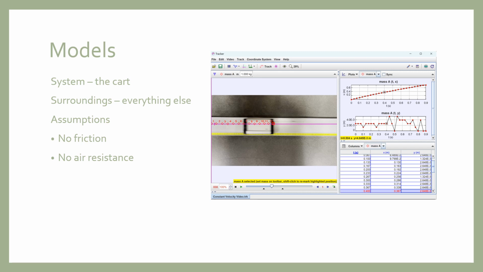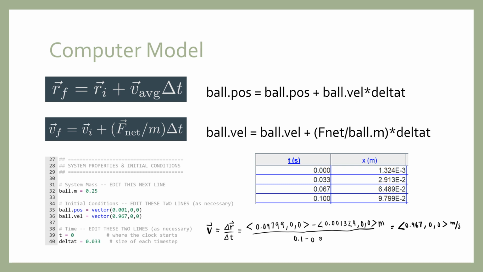I then uploaded the video to Tracker to produce position versus time experimental data, and in this model I assumed there to be no friction or air resistance, in other words, no net force, in order to maintain the idea of constant velocity. Here are the two equations I showed in the introduction slides converted into code. Below are the initial conditions I set in my computer model.